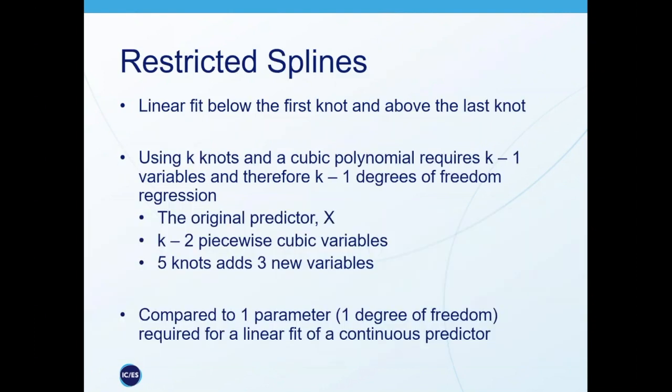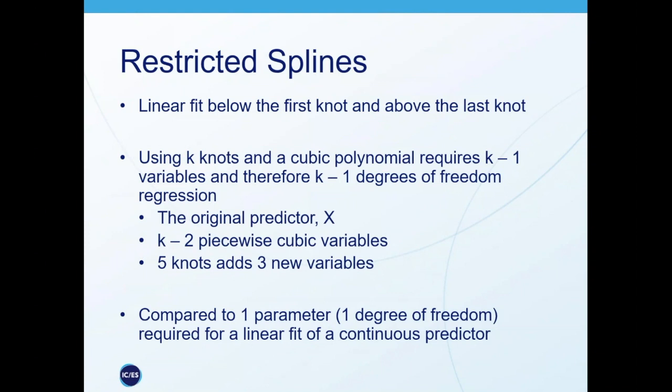Now, the methodology is called restricted cubic splines rather than just cubic splines. And the word restricted means that we're going to have a linear fit below the first knot and a linear fit above the last knot. This has been found to fit the data better, and it also reduces the number of degrees of freedom that we have to use in order to fit the restricted cubic splines.